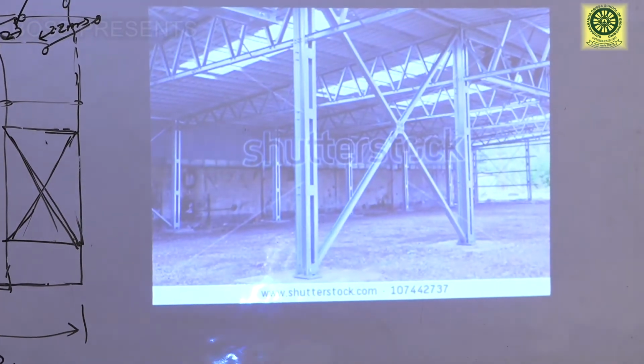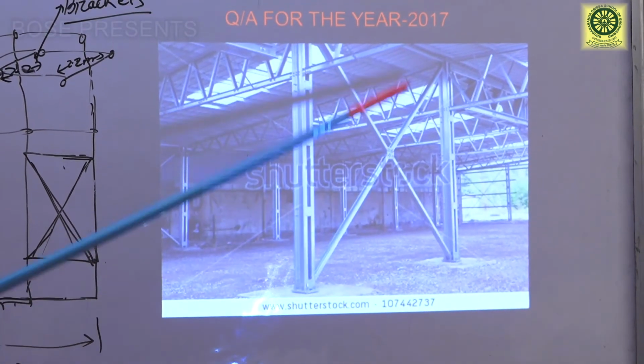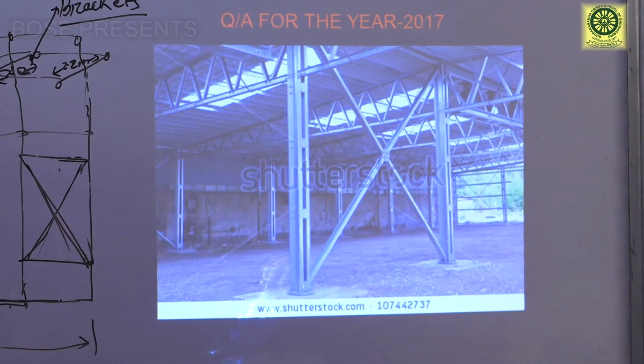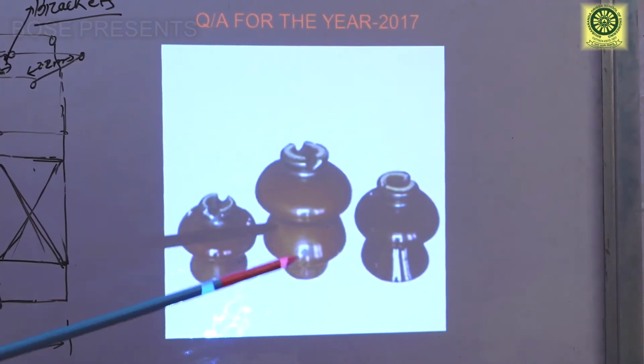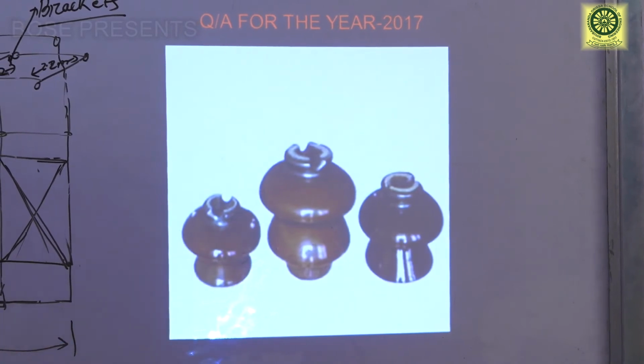Next, this is the cross bracing. This is the construction of cross bracing. Next, this is the pin insulator. This is the actual construction of the pin insulator.